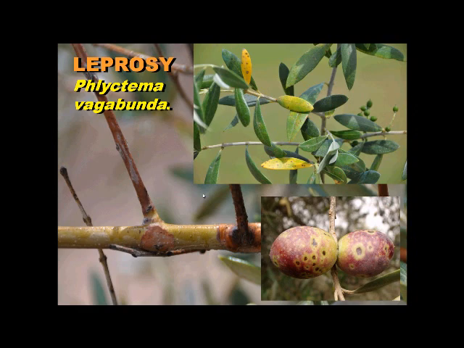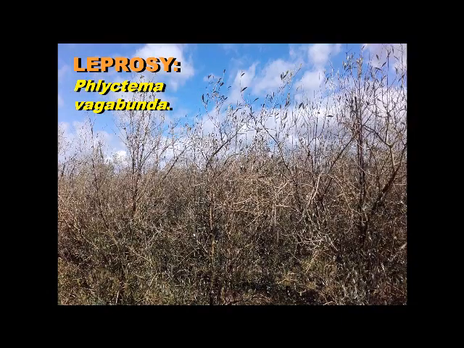Other diseases worthy to mention are leprosy caused by Phlyctema vagabunda. This disease was first described in Spain in 1986, affecting fruits, where it originates a small lesion on fruits. But in recent years, our group has demonstrated that small necrotic lesions on the upper side of leaves, mainly in Arbequina cultivar, and canker on branches and twigs are produced by this pathogen, which in some conditions can cause severe defoliation and death of branches.